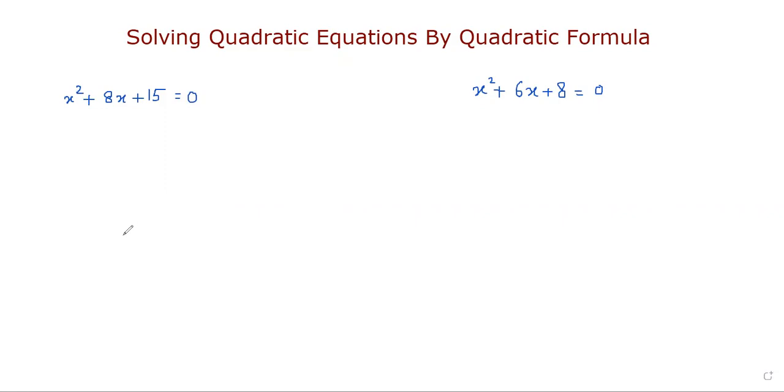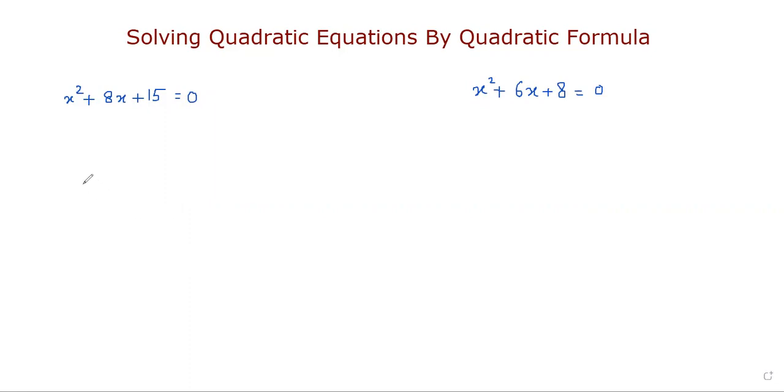Here we have another method of quadratic equations: how we can solve them by the quadratic formula. This is the last method of solving quadratic equations. Two methods we have already done, the factoring method and the completing the square method. There are some limitations when solving quadratic equations using the factoring method. A few questions cannot be solved by factoring, so we have to use the quadratic formula to solve any quadratic equation.